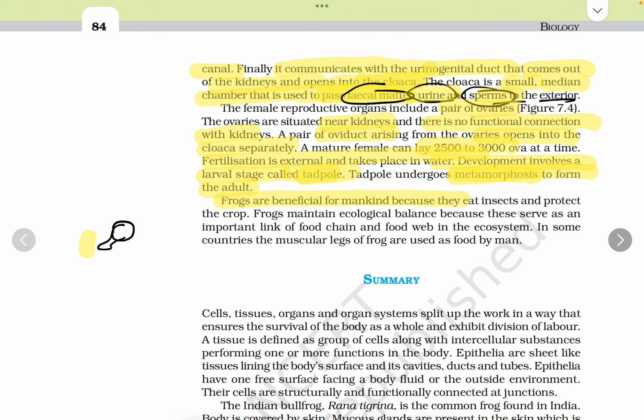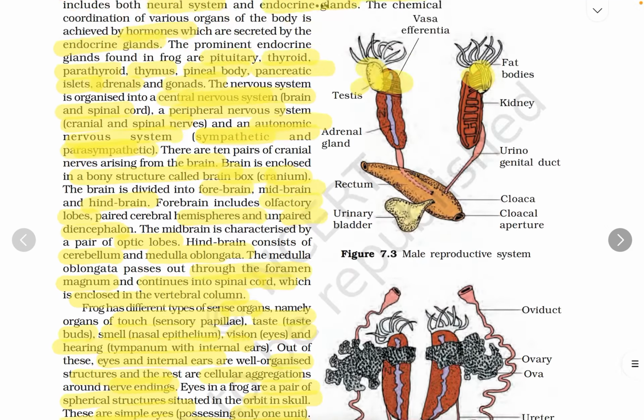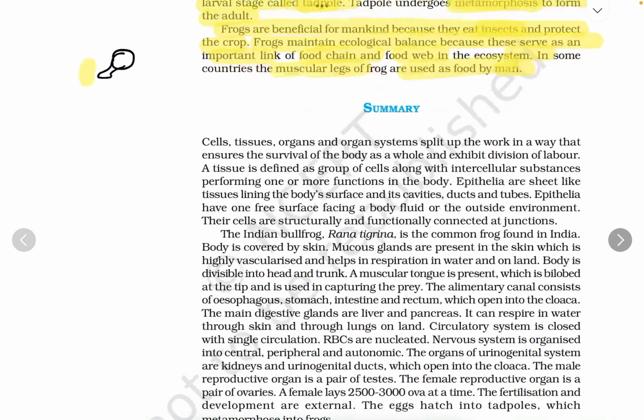Frogs are beneficial for mankind because they eat insects and protect the crop. They will eat the insects which may damage our crop, so they help in protecting the crop. Frogs maintain ecological balance because they serve as an important link in the food chain and food web in the ecosystem. In some countries, the muscular legs of the frog are used as food by man. So this is the end of the chapter. Hope you understood everything.